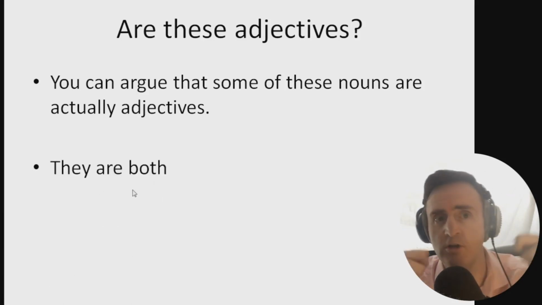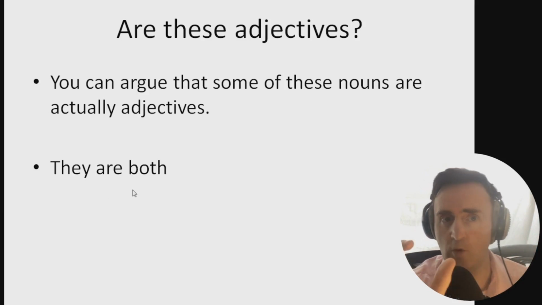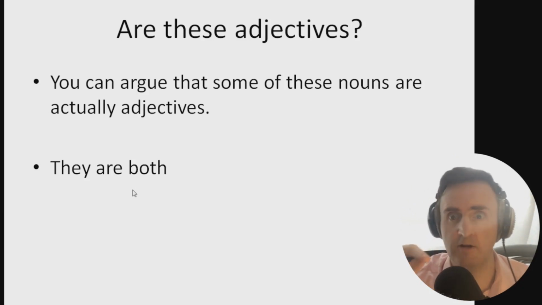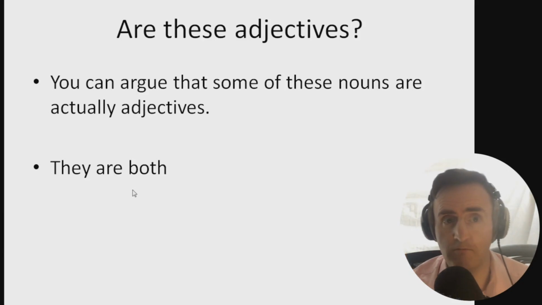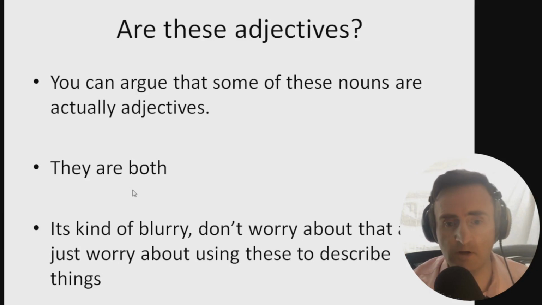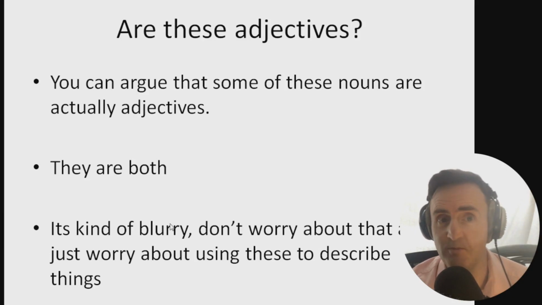When you look in a dictionary, you'll have a word and it will say if it's a noun or an adjective next to it, probably a little N or a little ADJ. And some words are both, and that's okay. It just depends how you use it. So it's kind of blurry, and don't worry about it. Just use the words. If it makes sense, it's fine.